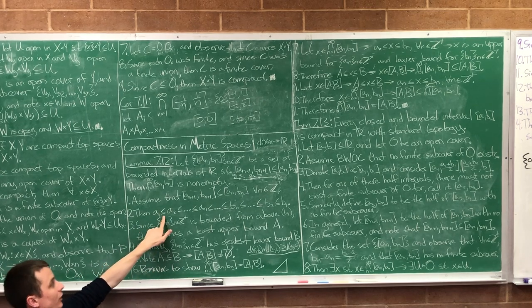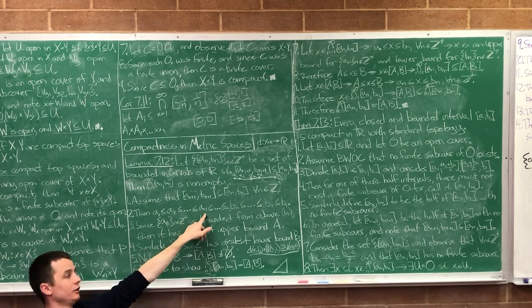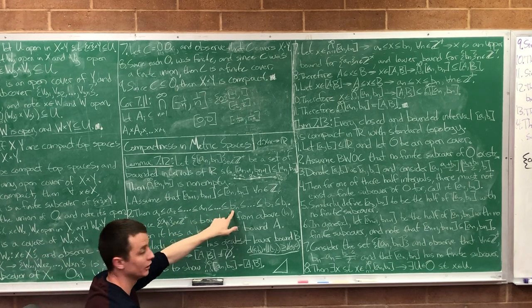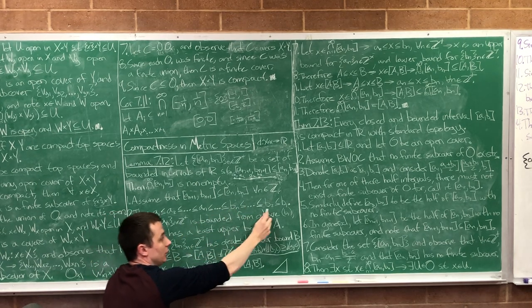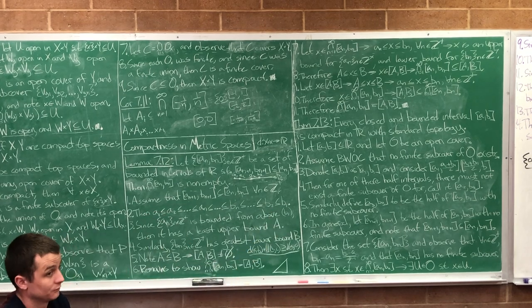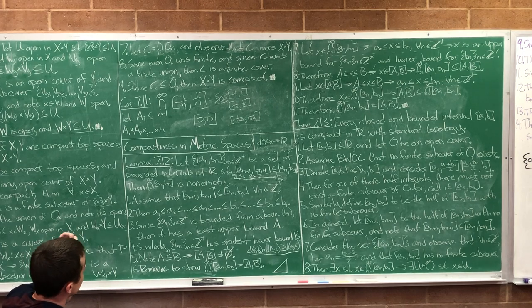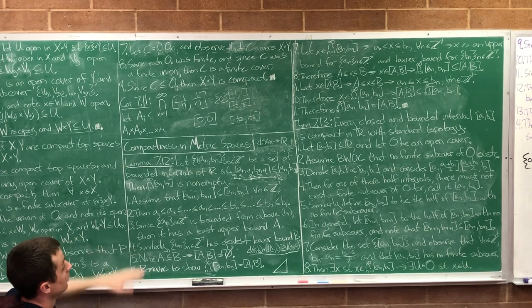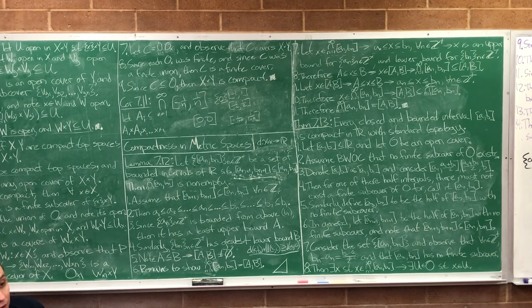Then a1 is less than or equal to a2, less than or equal to and so on, less than or equal to a_n, and so on. Now we get to our b's: b_n is less than or equal to and so on, less than or equal to b2, less than or equal to b1. I'm just pointing that out, making sure you understand that that's what's happening.